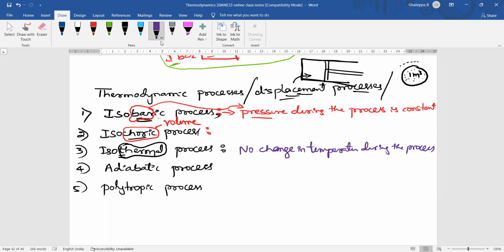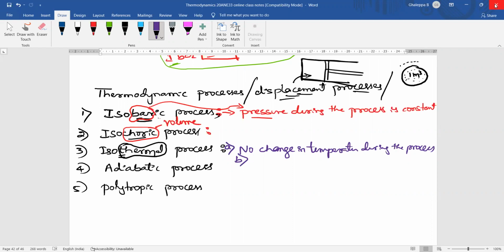No change in temperature during the process, or you can say temperature during the process is constant. You can write three definitions, my dear friends. All three will give the same meaning. Let me tell you in detail. First point, no change in temperature during the process. Second point, same definition, but I will change the words. Instead of writing no change, I will write change in temperature during the process is zero.